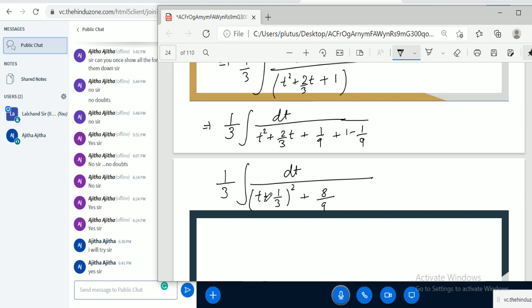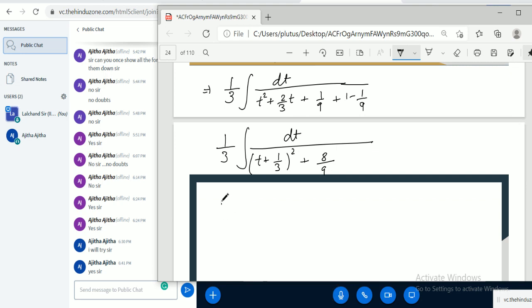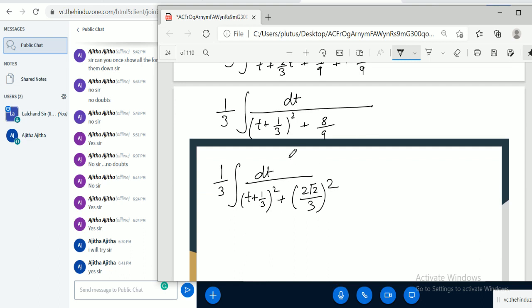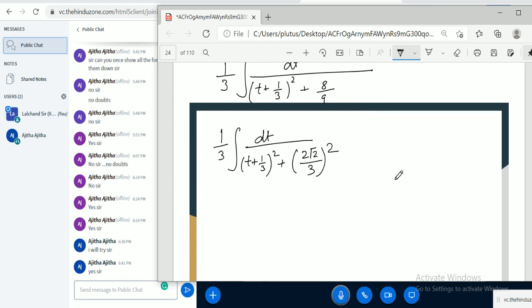So we can rewrite this equation as 1 by 3 integral of dt over (t plus 1 by 3) whole square plus (root 2 by 3) whole square... whole square. Okay. So now this is the form of tan inverse x, a square plus x square. So what is the formula for tan inverse x?